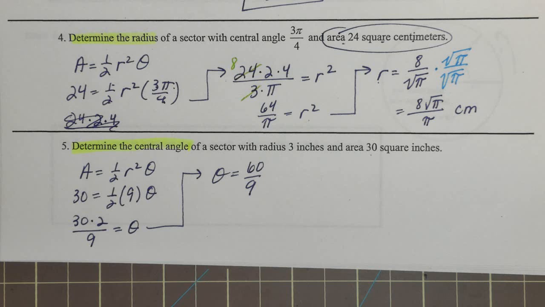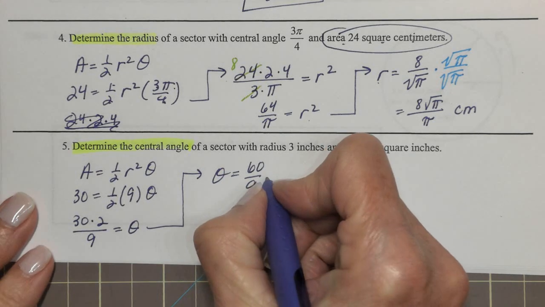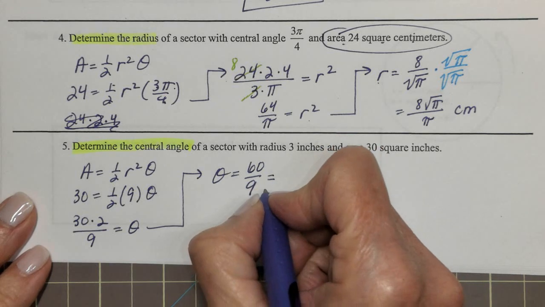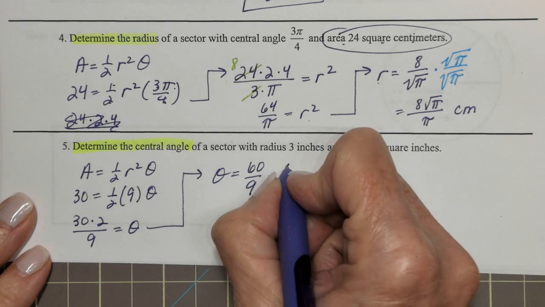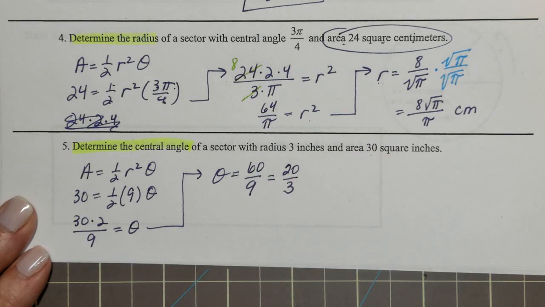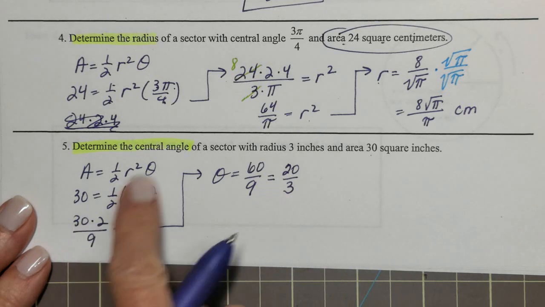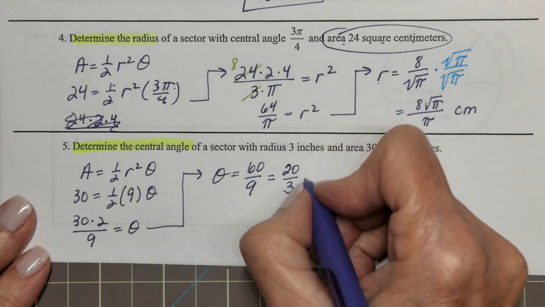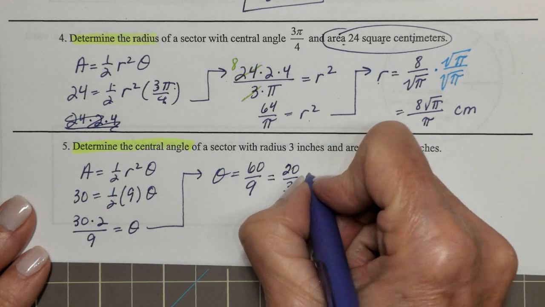Yes. Oh, that reduces. I'm like, what happened here? 60 and 9 both have a 3 in them, so that would be 20 over 3. Okay? Notice that there's no pi. Radians do not have to have a pi with them. I know my answer is in radians because I used this formula. So if they asked me for units, I would say radians.